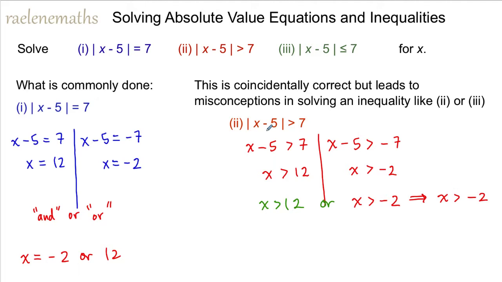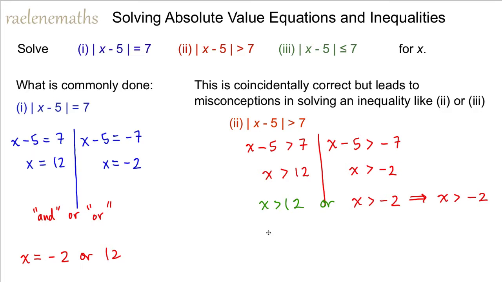Well, these values don't work here. For example, if we were to substitute 0, which is a number greater than negative 2, into the inequality, 0 minus 5 is negative 5, and the absolute value of negative 5 is 5. 5, however, is not greater than 7. So there's something flawed in this approach.